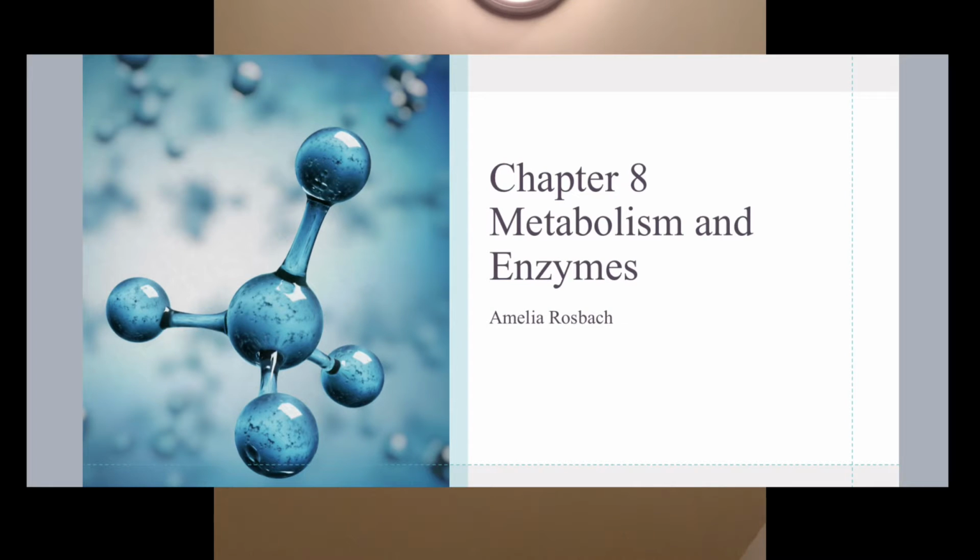This is my Chapter 8 reassessment on metabolism and enzymes. So, enzymes overall make chemical reactions happen much more frequently. Basically, we know from this that all known enzymes are catalysts, but that doesn't necessarily mean that all catalysts are enzymes.